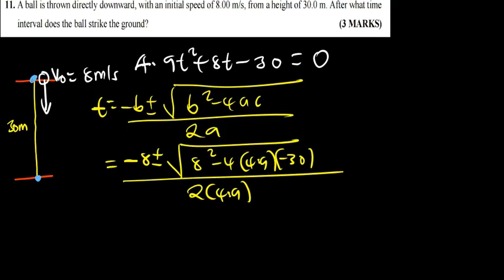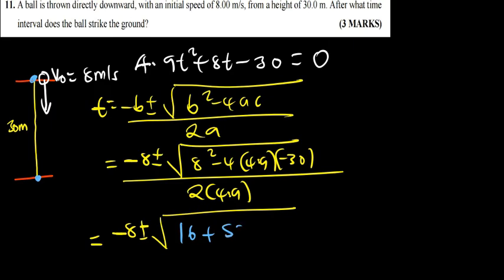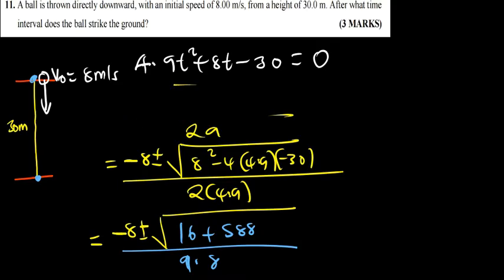So what I'm going to have here is negative 8 plus or minus the square root of 8 squared is 16. Negative and negative will give me plus, so I have 4 times 4.9 times 30, which is 588. I divide that by 2 times 4.9, which is 9.8, like that. Then I'll continue from here.